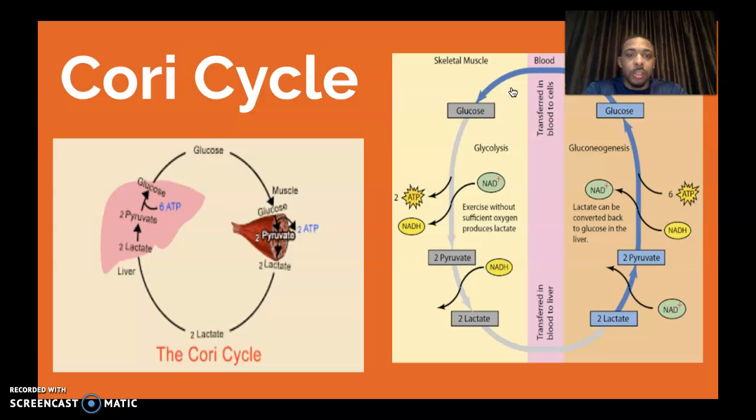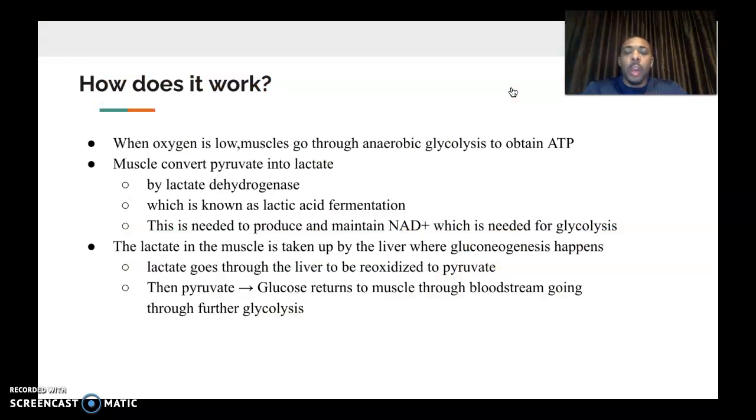And to break it down simply, it goes from the skeletal muscle, the breakdown of glucose into pyruvate, into lactate, and then goes through the bloodstream to the liver to then convert that lactate to pyruvate, back to glucose through gluconeogenesis, and back to the blood to produce glucose again in a cycle over and over again. So to further break it down, how does it work?